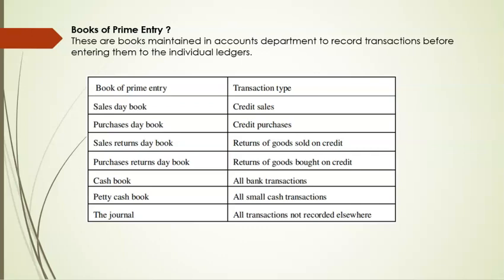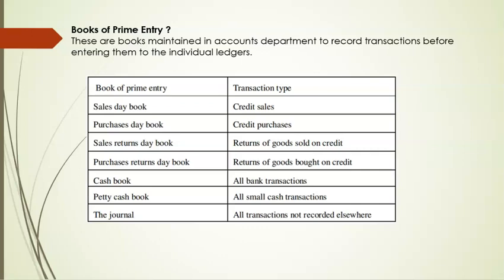The sales return day book records the returns of goods sold on credit. The purchase return day book records the returns of goods bought on credit. The cash book records all the bank transactions. The petty cash book records all small cash transactions, petty transactions. And the journal records all the transactions that are not recorded elsewhere.